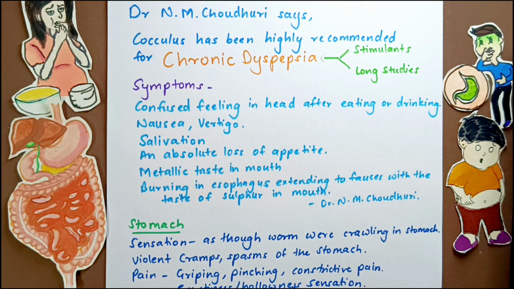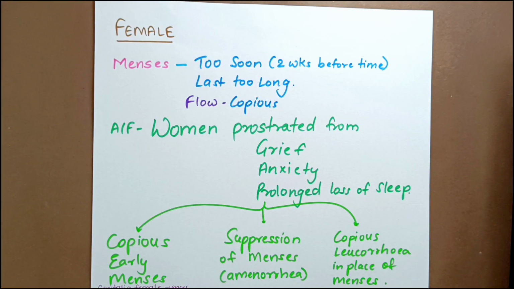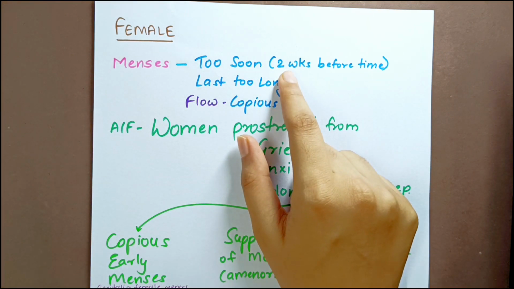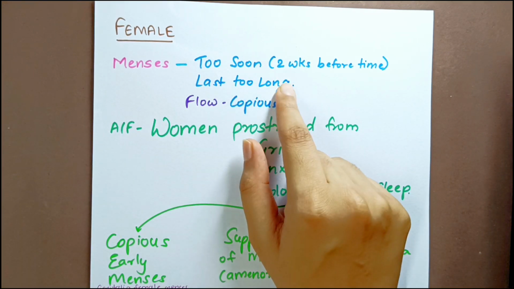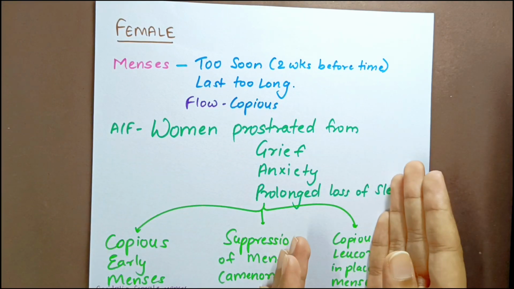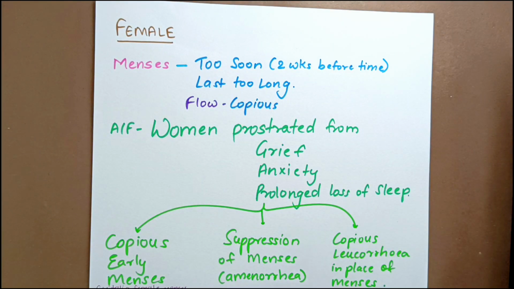Now let's move ahead and talk about the female related symptoms of this remedy. So here you see that the menses appear too soon, so they can come just 2 weeks before time also. They will last too long, so they're coming too soon. They're also lasting too long, and the flow is very, very much. So it is copious. It's a lot.